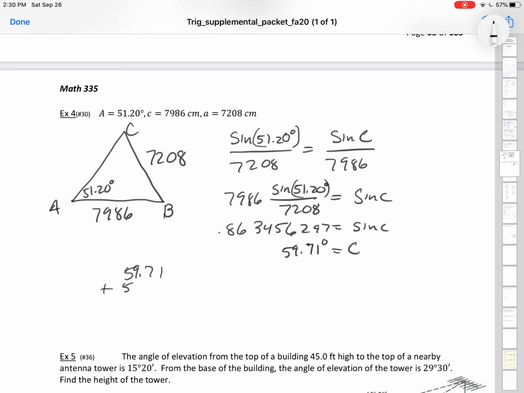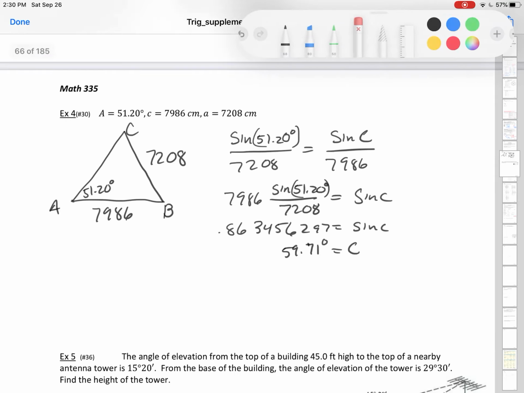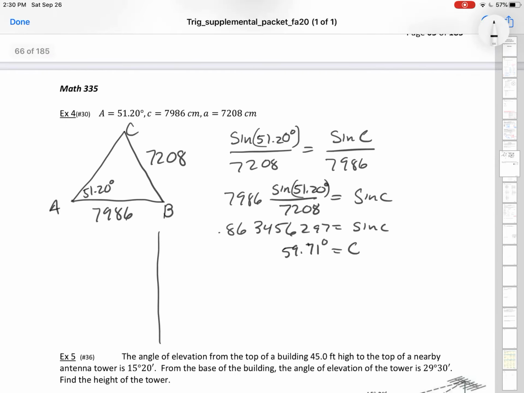Now, what is 59.71 plus the original 51.20? Well, whatever that is, I apologize, I was going to check something that didn't need to be checked. So that's the first quadrant angle. So we definitely have one triangle that's going to work. Remember what we need to find, all the measures of the angles. So we would need to find the unknown angle C, the unknown angle B, and little b. That's what we need to find.